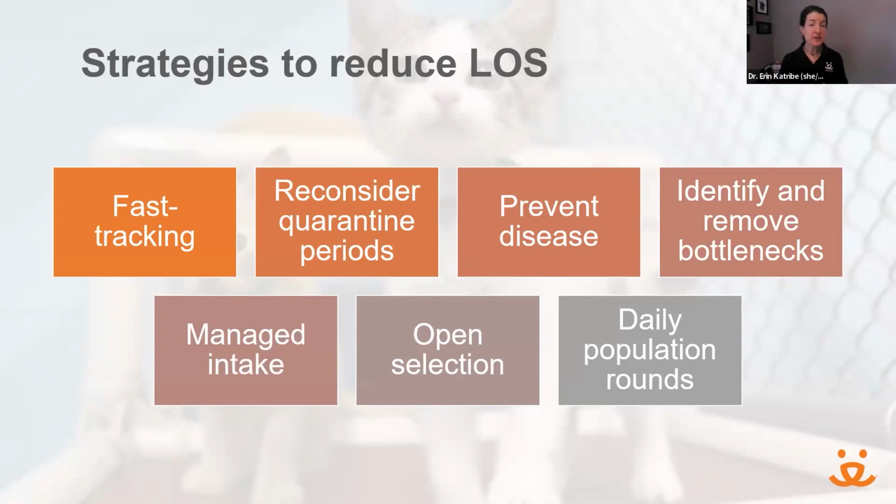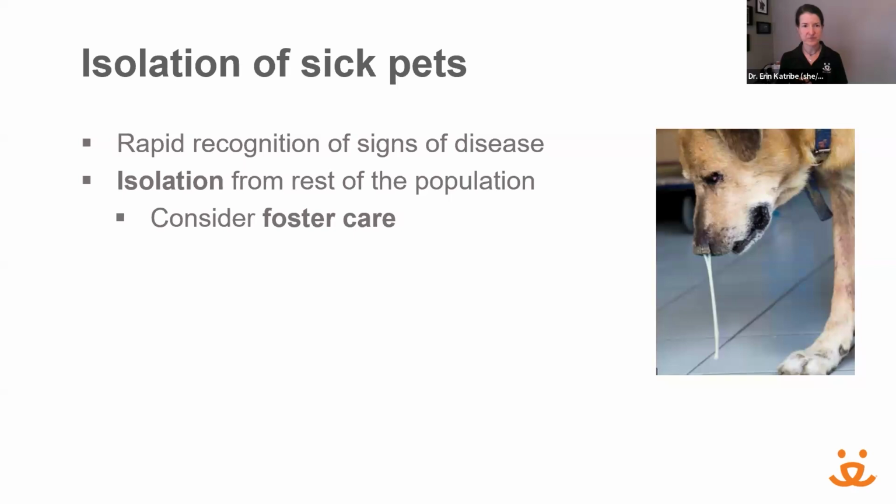We take on managed intake practices so we can control the intake of animals to the shelter to reduce that overcrowding. Open selection, which is if you are an organization that has holding periods like stray holds, you still allow the public to see those animals. And so they can express their interest in adopting that pet. The moment that stray hold is up, they can take that animal home and fully adopt. And then daily population rounds, which are a cornerstone practice for population management. If you want more information on population rounds, we have a recorded webinar that we did several months ago, and I encourage you to check it out. If you're not doing daily population rounds in your shelter, I encourage you to start.